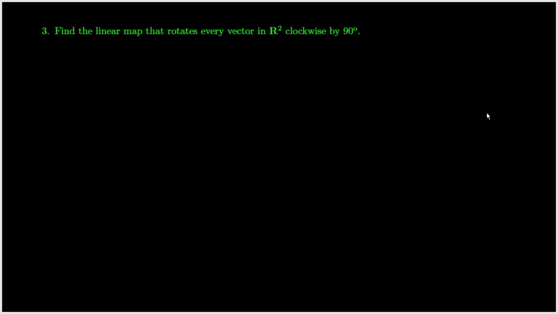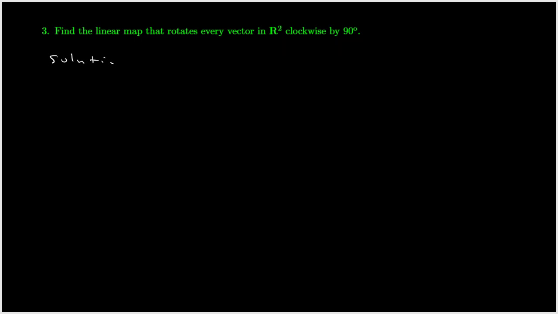So this time we are looking for a linear map that rotates every vector in R2 clockwise. Clockwise. You know the clockwise, right? You look at the mouse cursor. Clockwise, I believe it's that way. Clock, so it goes that way, right? Clockwise by 90 degrees. Later on, I'm going to make some comments, but now we are going to get the linear map first.